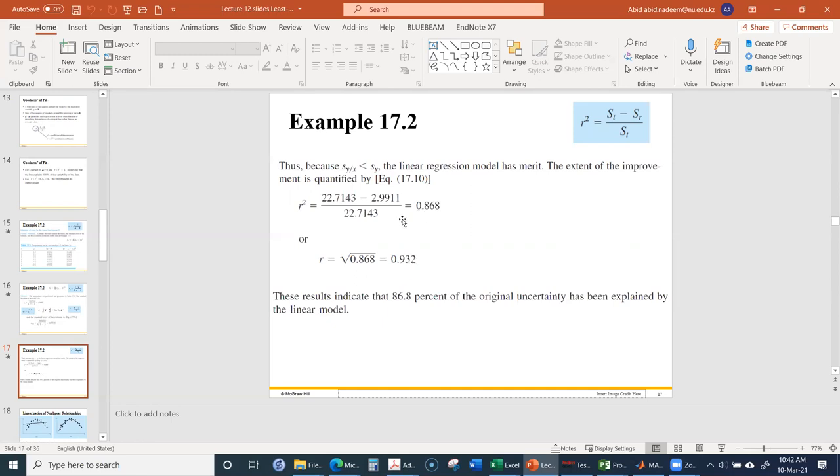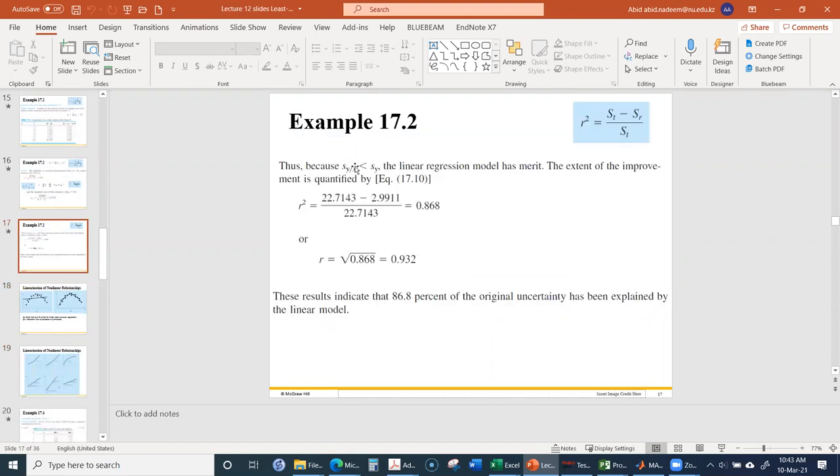So what is the interpretation of these results? These results indicate that 86.86% of the original uncertainty has been explained by the linear model. So this is the interpretation, okay? For a better goodness of fit, this value should be closer to one. However, its square, the meaning of that is that much percentage of the original uncertainty is explained by the linear model. So for better results, our final conclusion is that the value of R, that is the correlation coefficient, should be closer to one. Okay, so this example is completed.